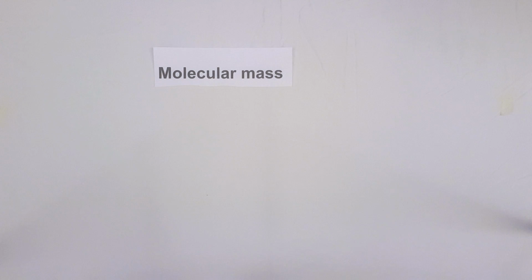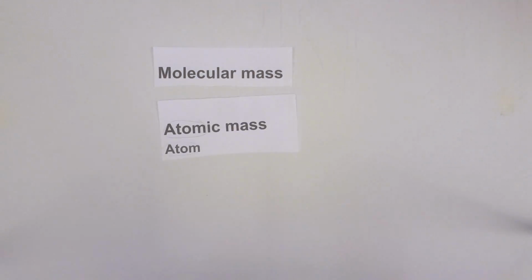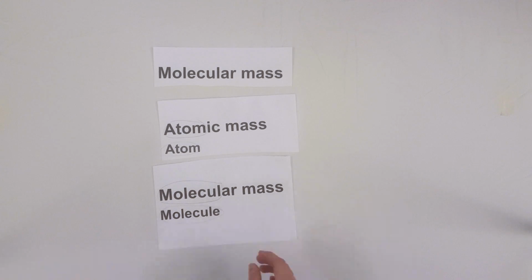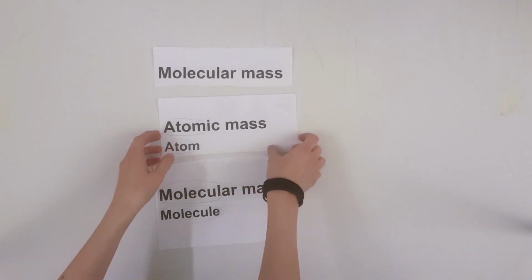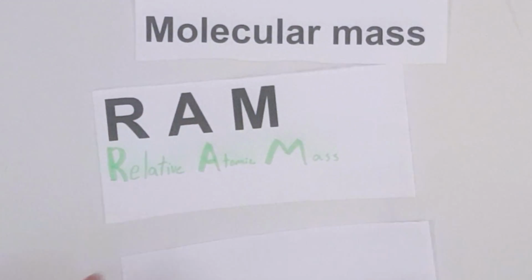Molecular mass is quite similar to atomic mass, but as the name reveals, we count with whole molecules instead of atoms. This is calculated by adding the RAM of every atom in a molecule, RAM being the relative atomic mass.